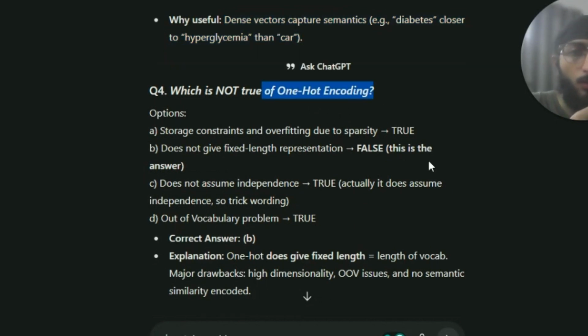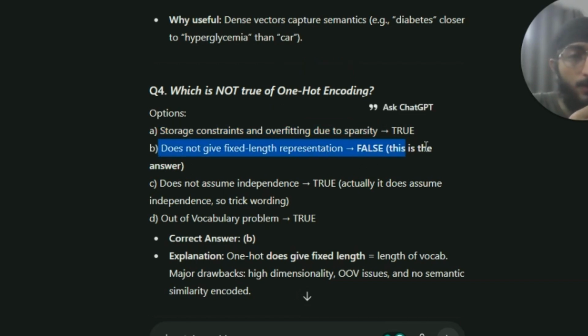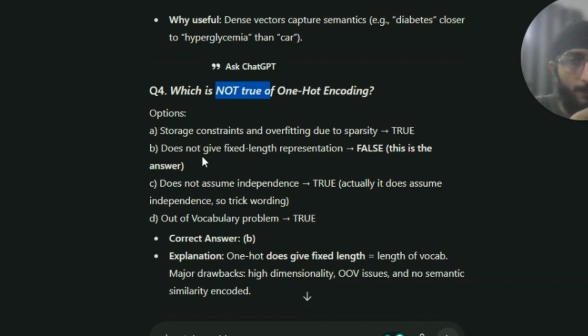Now, which is not true of one-hot encoding? So options are storage constraints and overfitting due to sparsity, which is true, and does not give fixed length representation, false. This is the answer. So we need to find the not true, that is, false. So it does not give the fixed length representation, right?